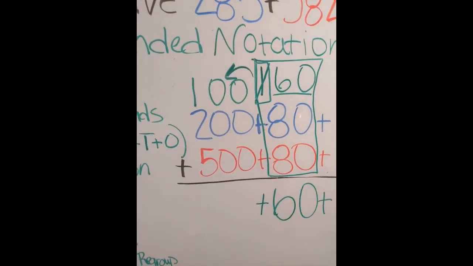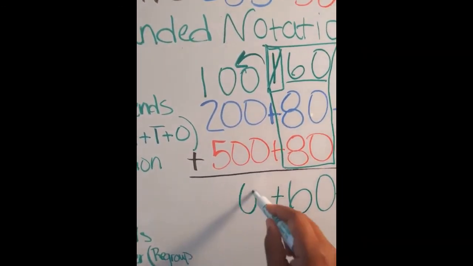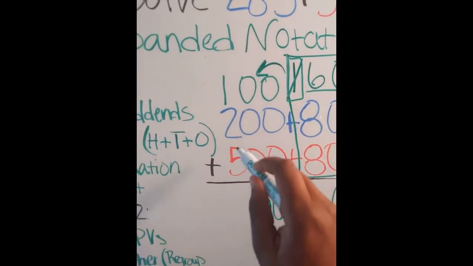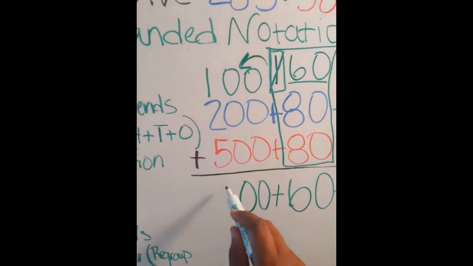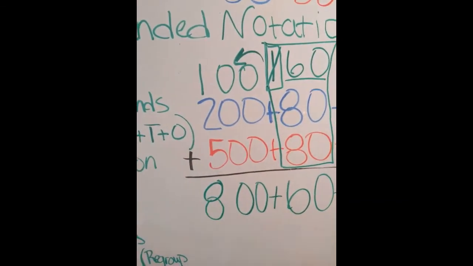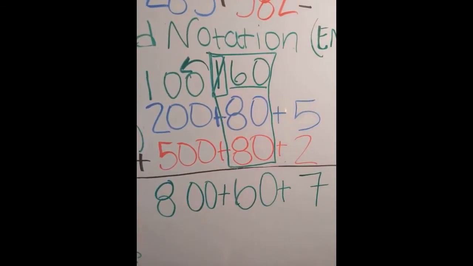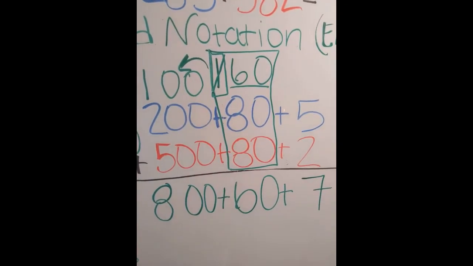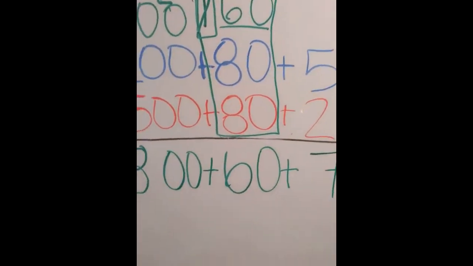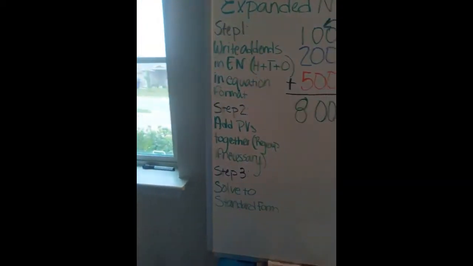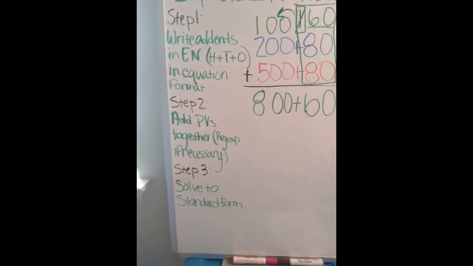So, hundreds place value, of course, 2 zeros is the hundreds. We need to add up the hundreds place here. We have 500 plus 200 plus 100. That should give us 800. 800 plus 60 plus 7. But of course, that's not how we write our numbers. We want to move on to step 3, solve to standard form.